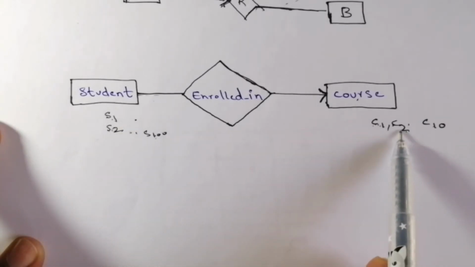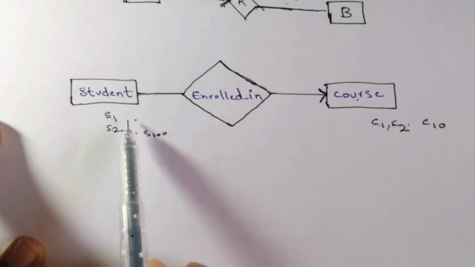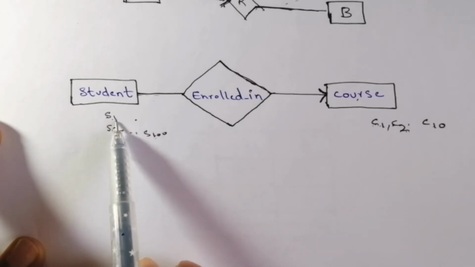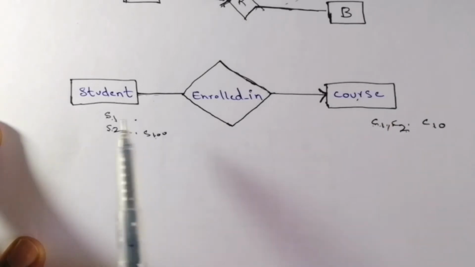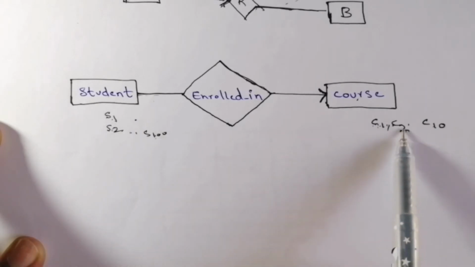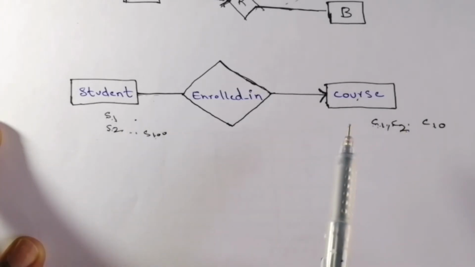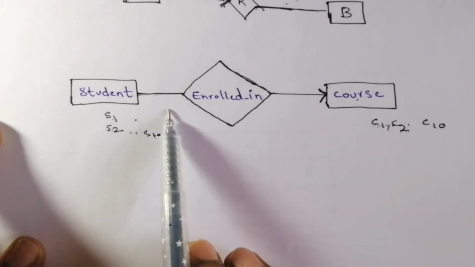That is the condition. So many to one, that is, an entity in set A can be associated with at most one entity in set B. That is, if S1 takes the course C1, then S1 cannot take the course C2. That is, it can enroll with only one. So that is many to one.